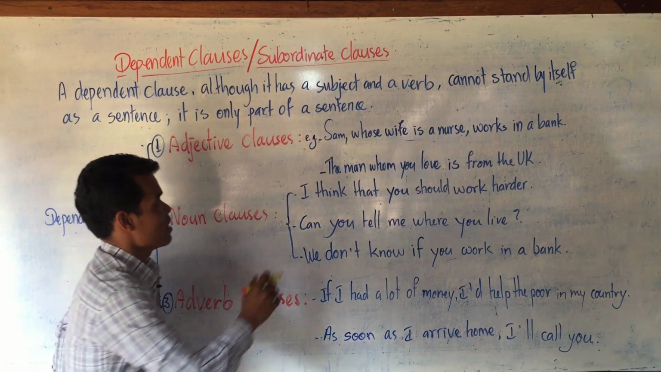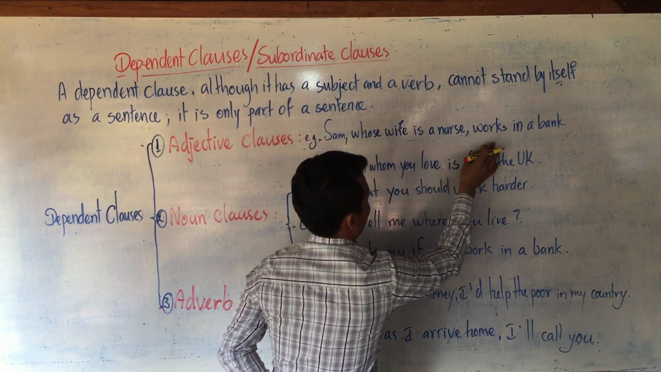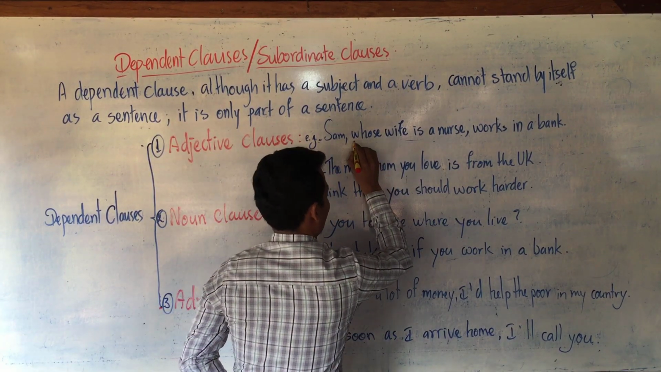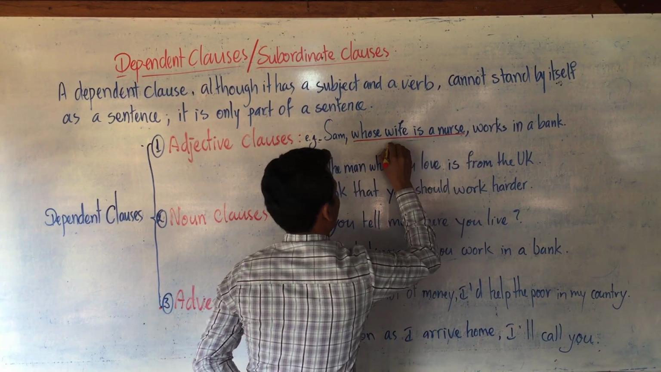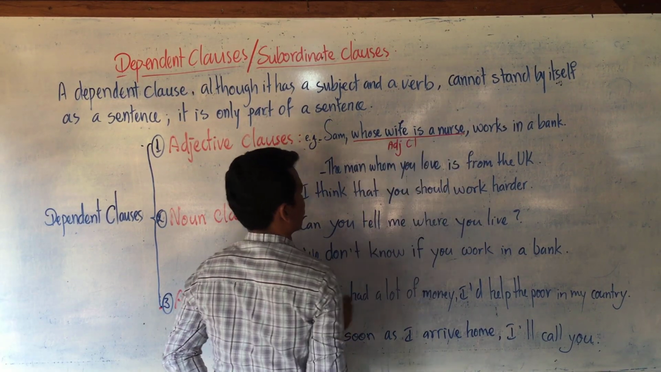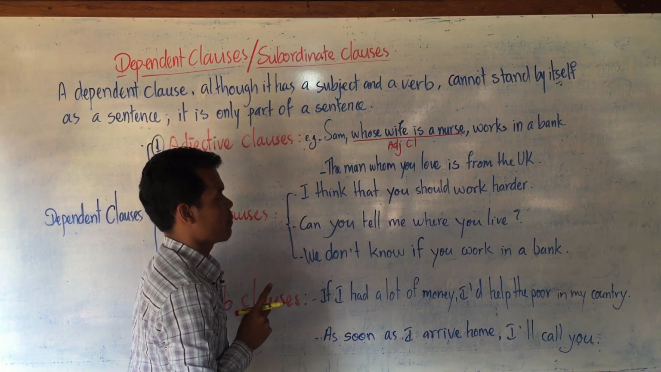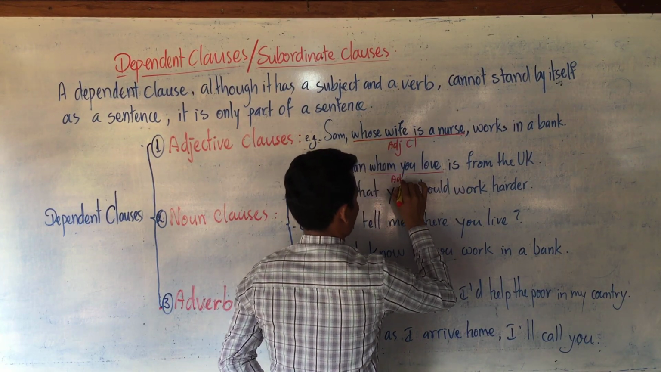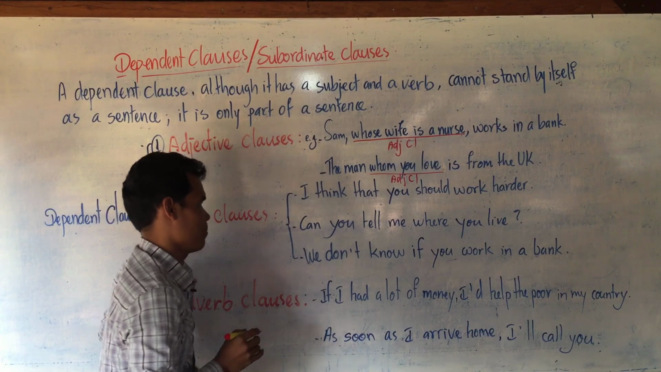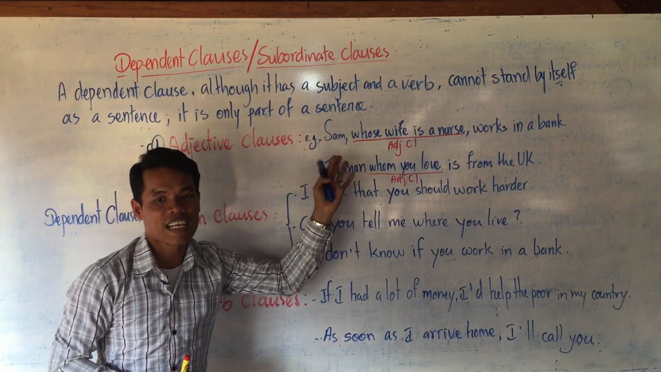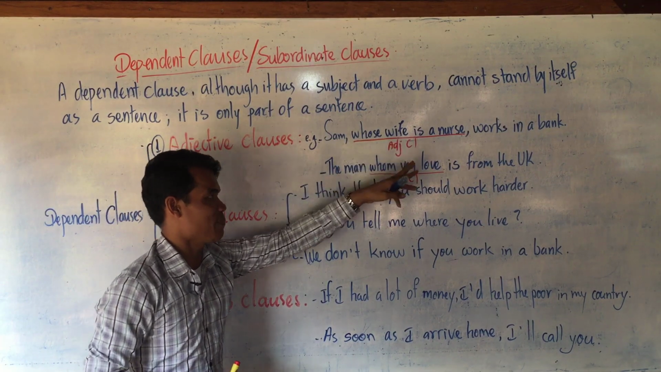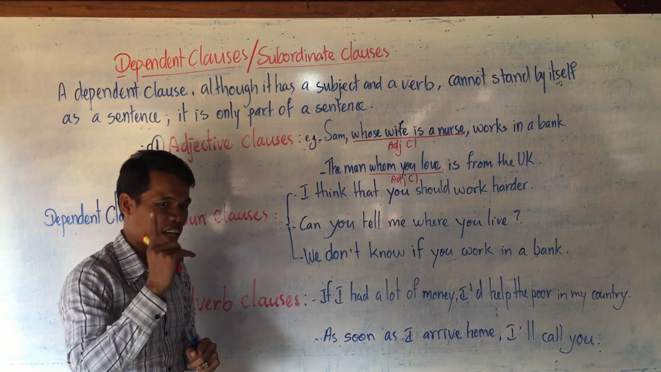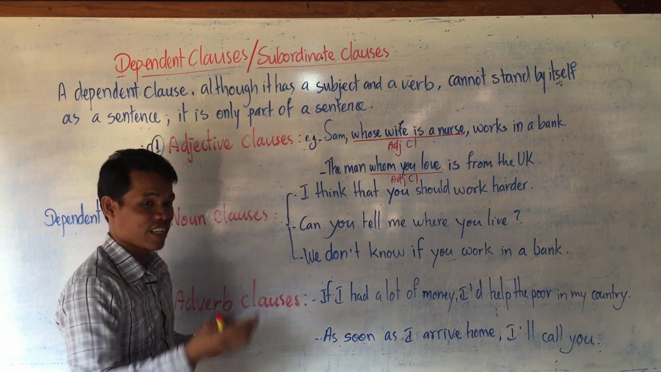Look at the example. Sam, whose wife is a nurse, works in a bank. So whose wife is a nurse here is an adjective clause. The man whom you love is from the UK. So whom you love is an adjective clause. So we have two examples of adjective clause: one clause with a comma, the other without a comma. I'm going to teach you more about adjective clauses, so don't forget to watch the adjective clause video in detail. Alright.